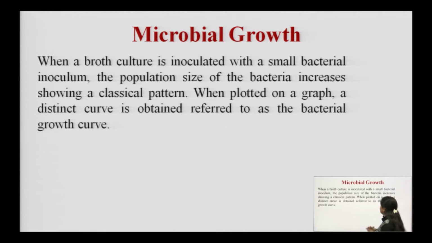After that, when a broth culture is inoculated, what will happen when you inoculate bacteria within the culture media? When the small bacterial inoculum has been inoculated within the media, the population size of the bacteria increases. And how it increases, as I have shown in the previous slide, that increase will be exponential. If the inoculum contains just one bacterium, it will grow into 2, and 2 will further grow into 4 bacteria. As I have told, the exponential increase means they are showing a classical pattern.